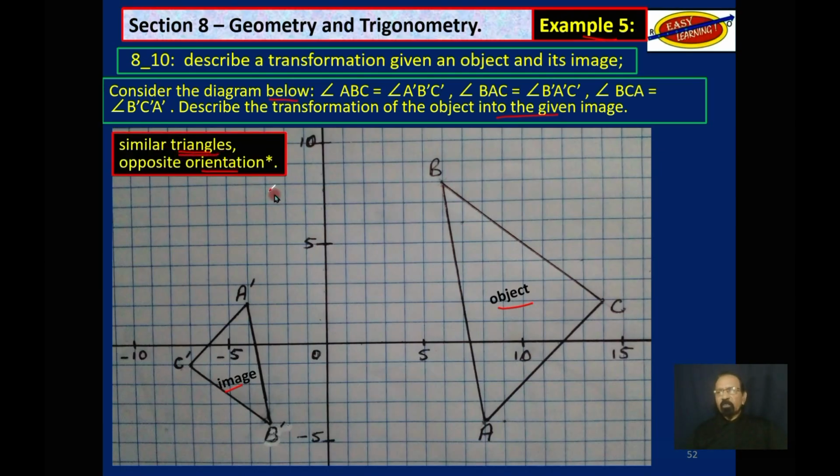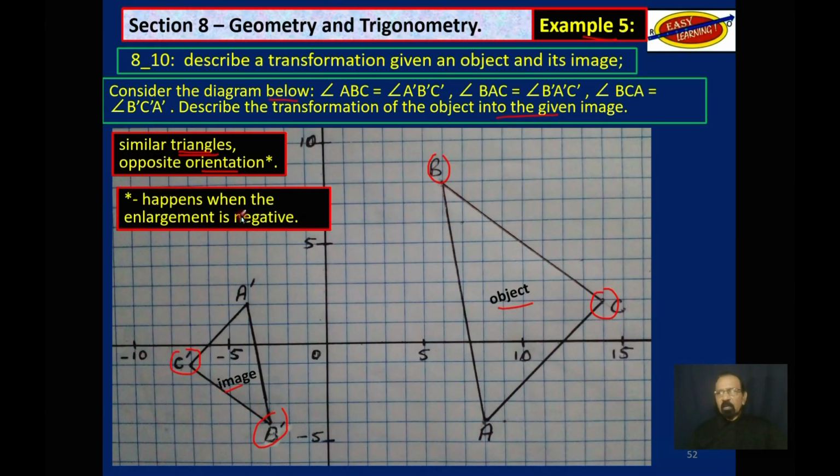However, you have opposite orientation. Normally in similar triangles, you have the same orientation. But notice B is up there and B prime is down here. C is to the right here and C prime is to the left of the image. So you also have different orientation. This happens when the enlargement is negative. Notice I said enlargement. I'm using that technically, even though the image is smaller. It is still called enlargement.